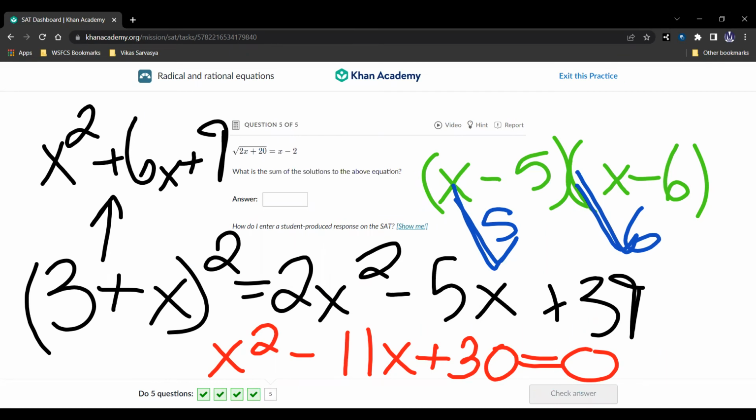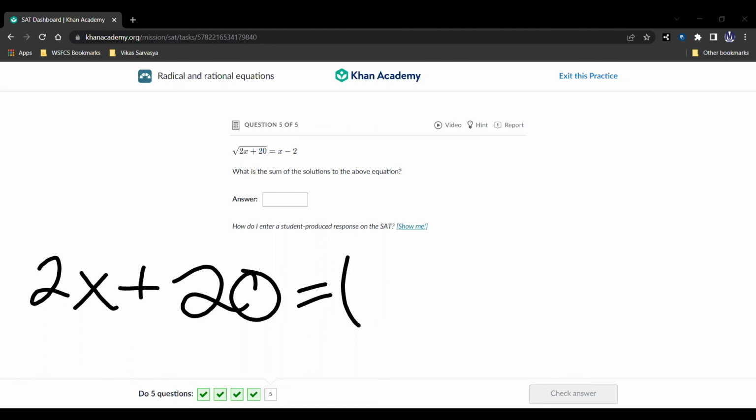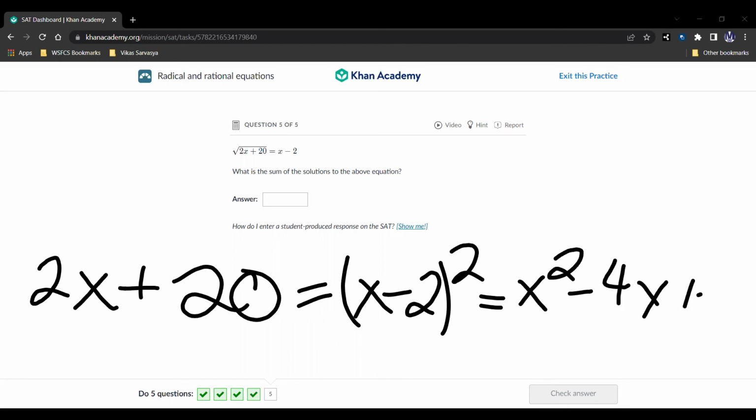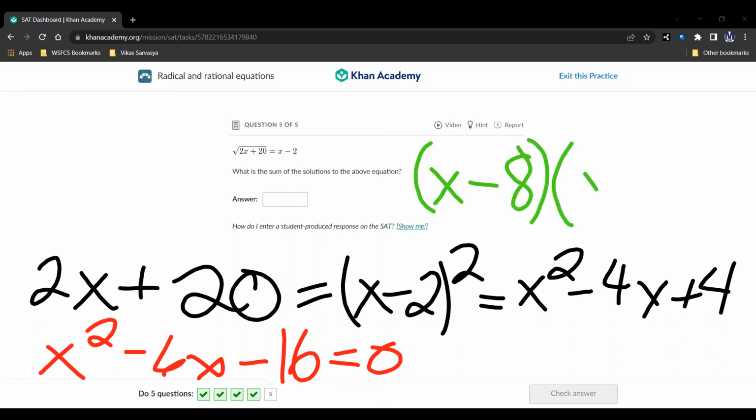All right, next question. It is the square root of 2x plus 20 equals x minus 2, right? You know the drill by now. We square both sides. Right, we get this. And then we combine like terms to get x squared minus 6x minus 16 equals 0. This factors into x minus 8 times x plus 2. And we're left with our solutions being 8 and negative 2.